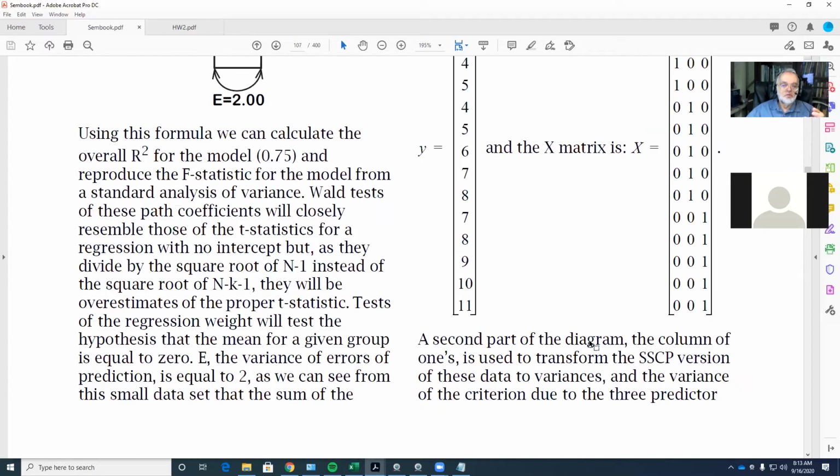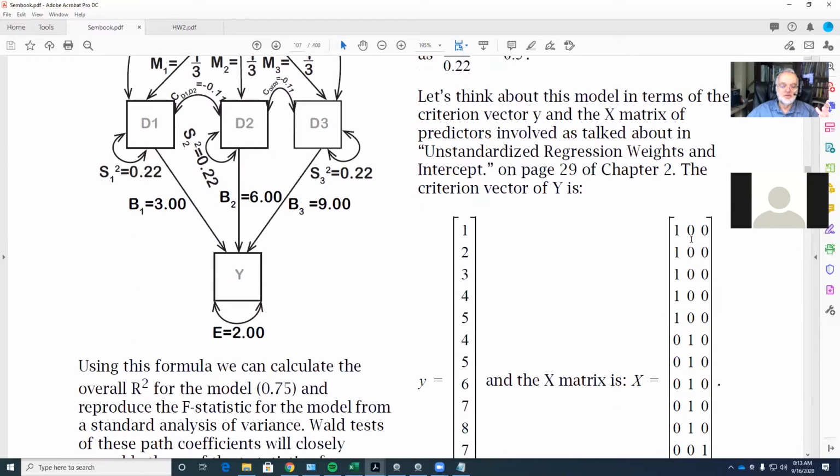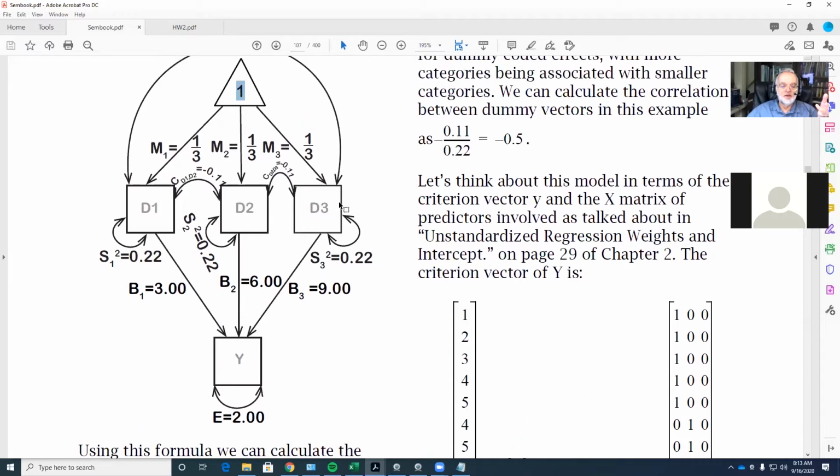Even up here, we have a column of ones present in our model, but it's going to have to wait until the chapter where we talk about using matrix algebra to fit this full path model, to talk about the math that would actually have the X matrix have that column of ones present. So in the case of the ANOVA model, I'm just looking at the arrows that go from these manifest variables to the criterion. So the column of ones is always going to be present.